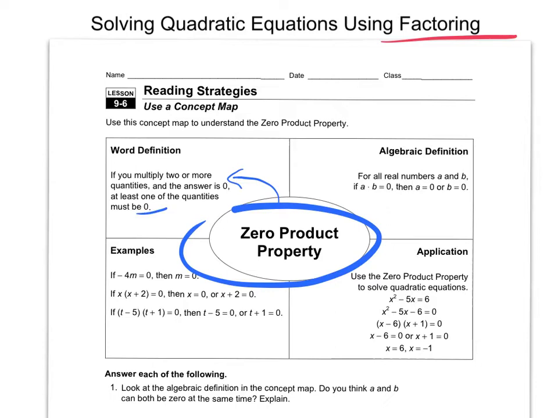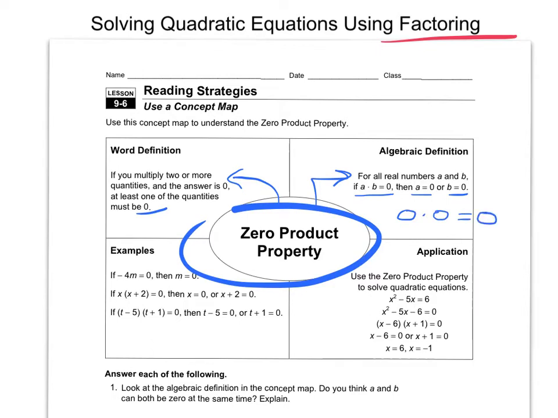We know that 0 times anything is 0. Looking at that algebraically, if I have two real numbers, a and b, and I know that a times b is 0, then either a has to be 0 or b has to be 0. In fact, a and b could both be 0 because 0 times 0 is still 0.